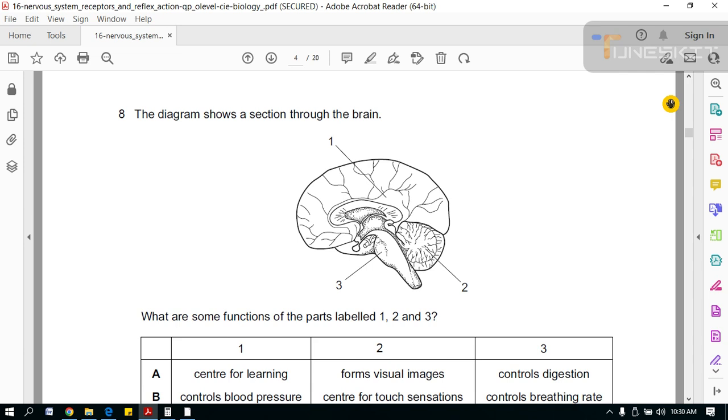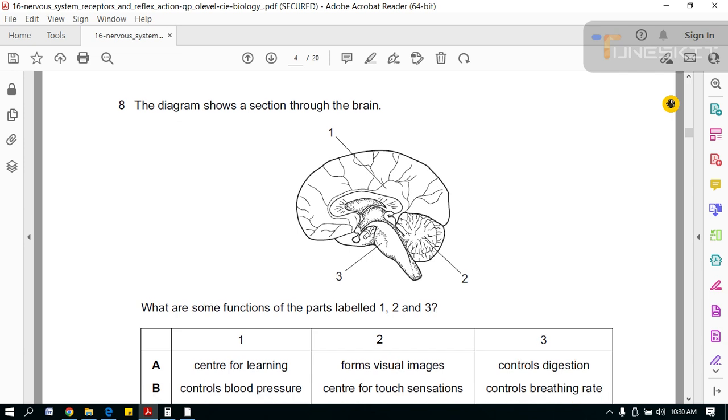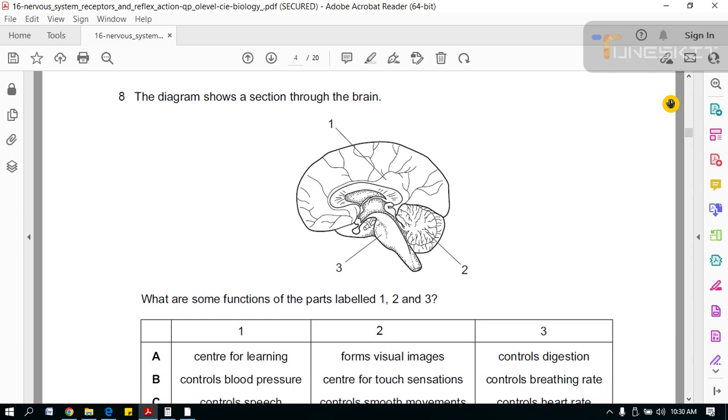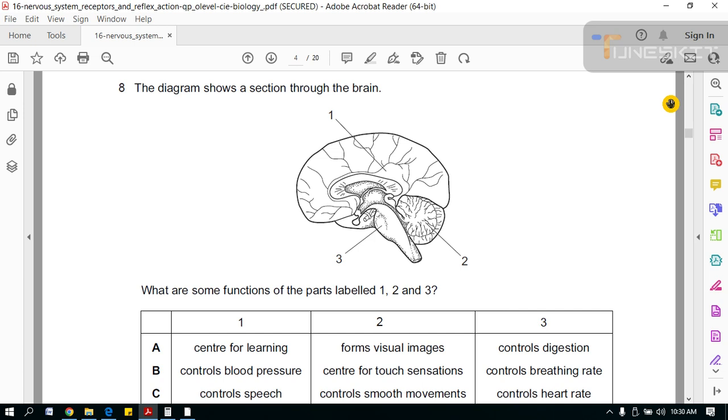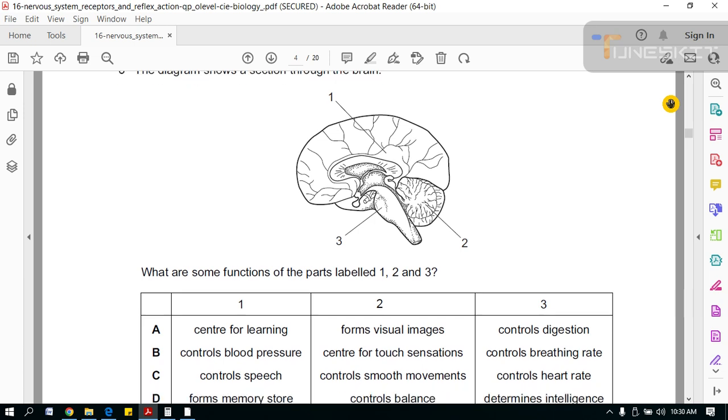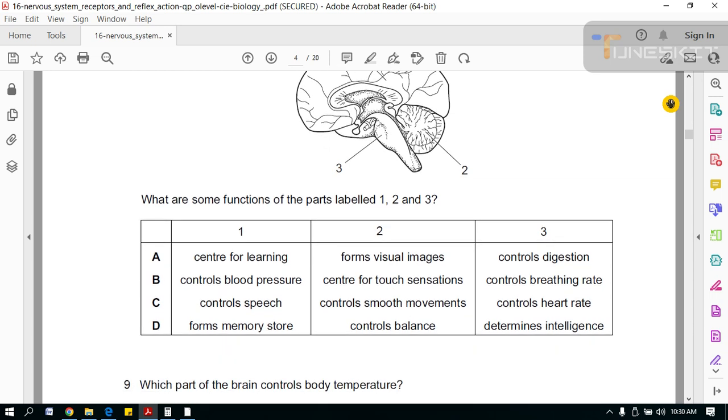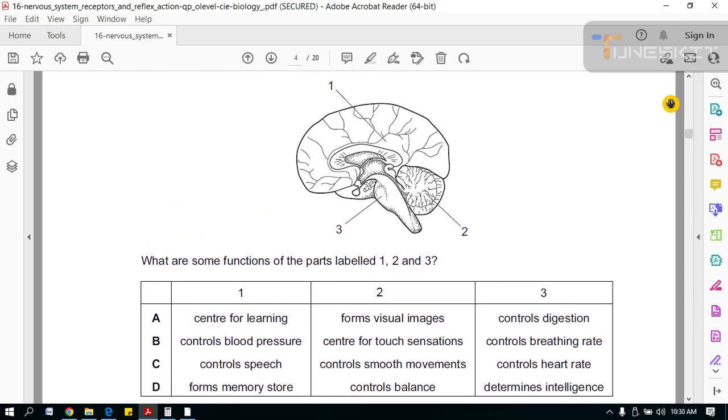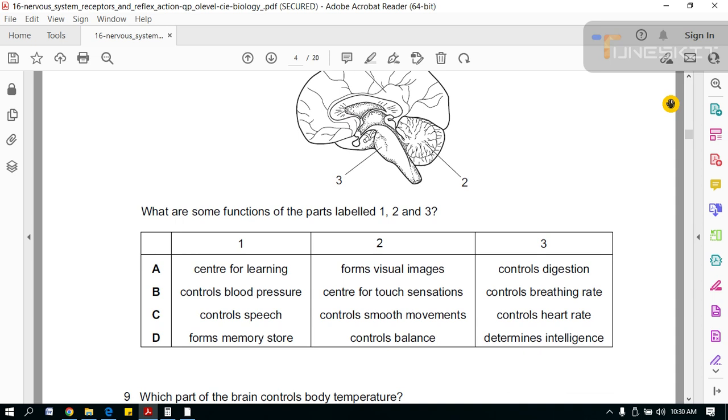MCQ 8, the diagram shows a section through the brain. It's a brain, with parts 1, 2, 3. What are some functions of the parts labeled 1, 2 and 3? There are three parts mentioned here. Part 1 is cerebrum, part 2 is cerebellum, and part 3 is medulla oblongata. So you have to find out the functions of all these three structures.